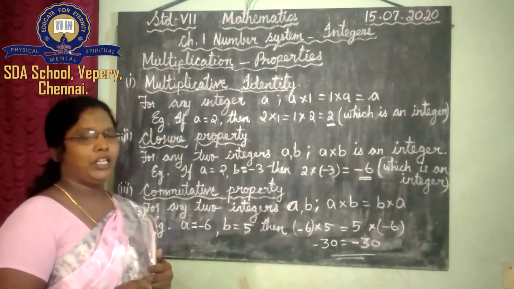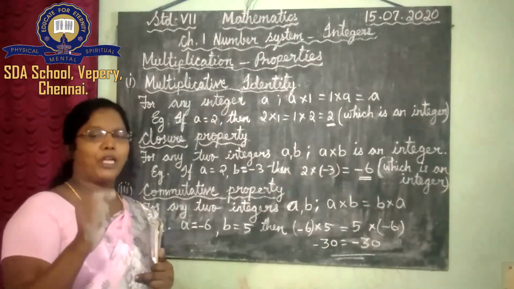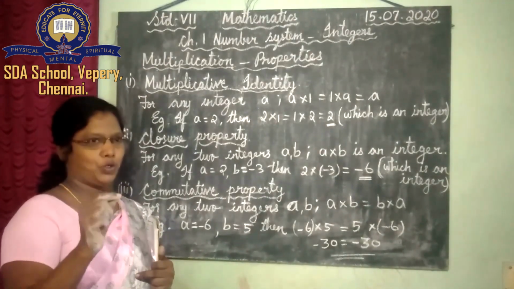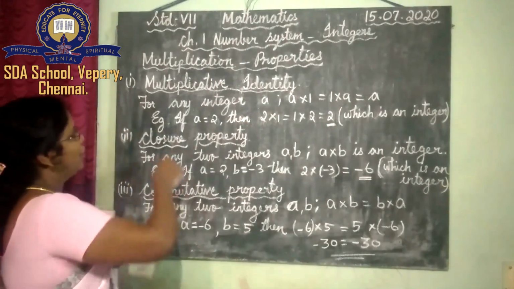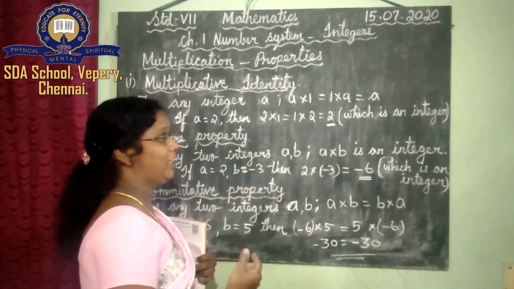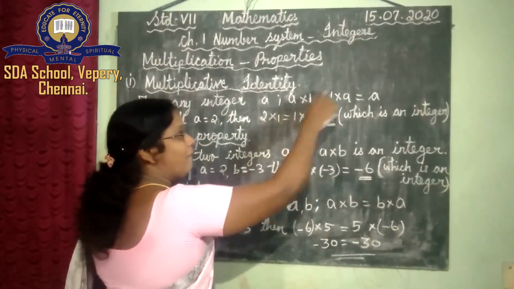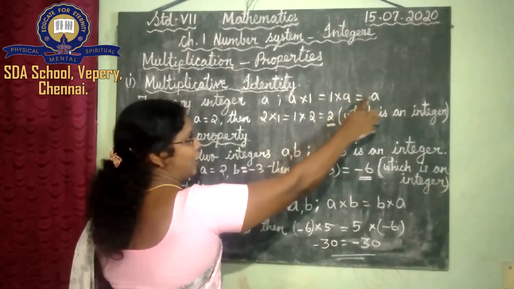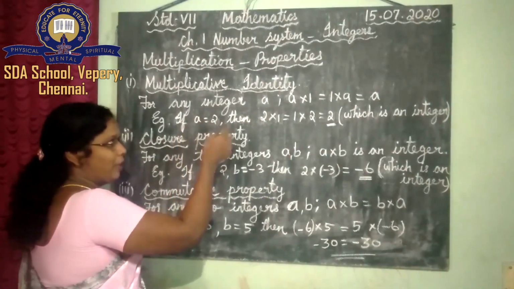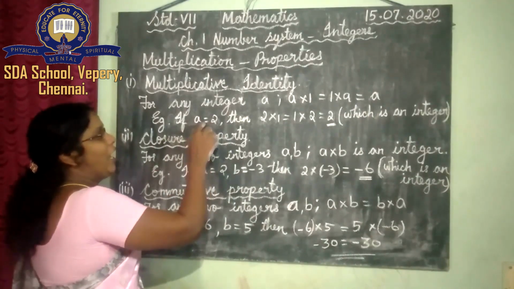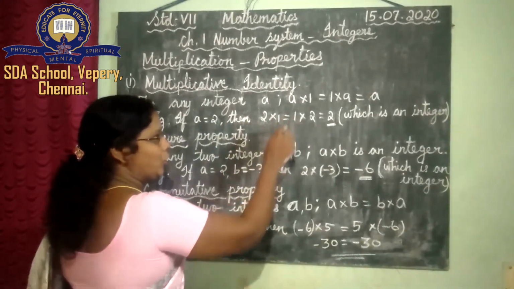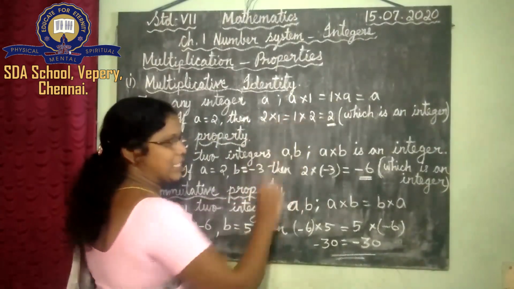Multiplicative identity. You know, when we multiply any number by 1, we get the same answer. 1 ones are 1. 1 twos are 2. 1 threes are 3. Likewise here, for any integer a, which can be any number, 1 or 2 or 3 or any letter, when we multiply by 1, we get the same number as answer. For example, if a is equal to 2, then 2 into 1 is equal to 1 into 2. Both give the same answer, that is 2.